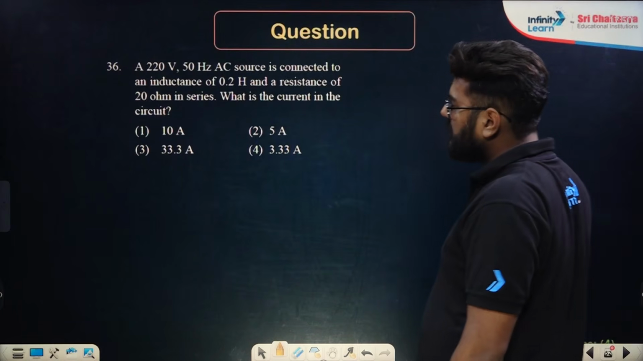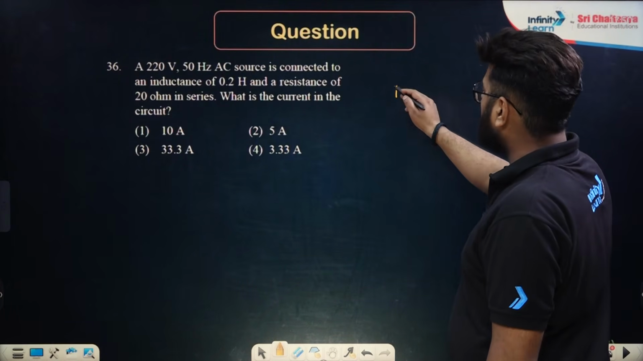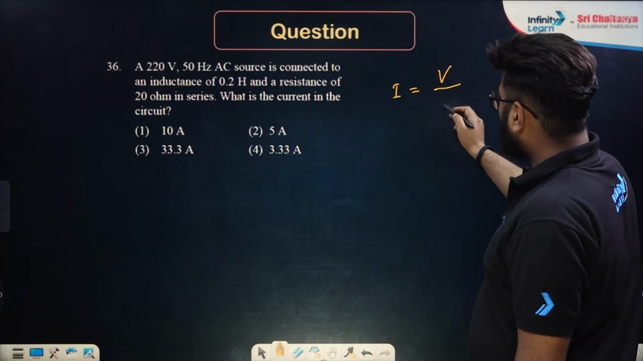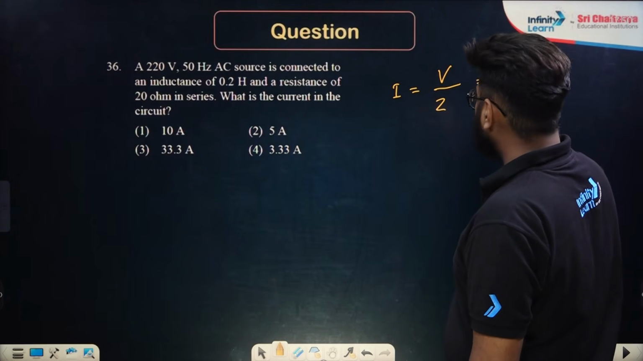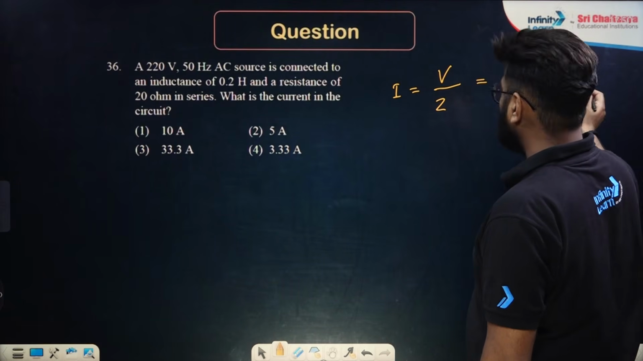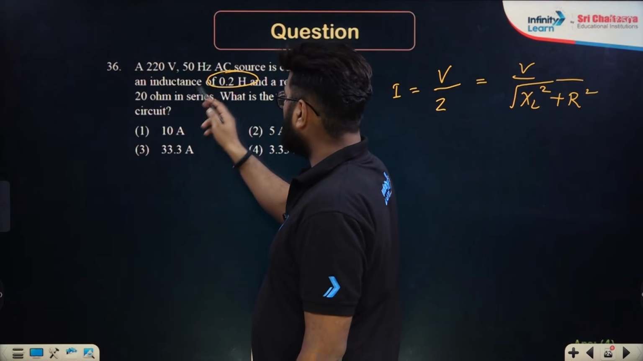What is the current in the circuit? See, the current in the circuit will simply be equal to whatever is the V and the RMS value they are asking upon the impedance. The impedance over here will be simply under root of XL square plus R square.